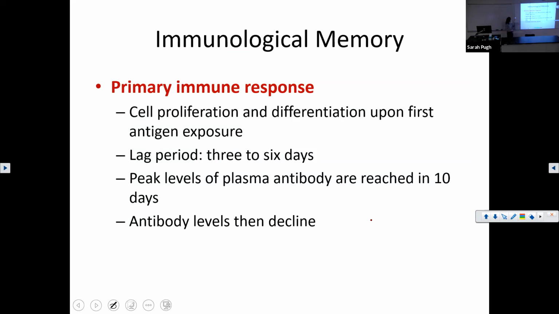Okay, so the primary immune response is what happens the first time you see a foreign antigen. So the very first time you see it, there is a lag period. It usually takes about 3 to 6 days before you really start making some antibodies. And that's just the time it takes for the B cell to recognize the foreign antigen, make clones, make plasma cells. It just takes a while. Peak levels of antibodies are reached at about 10 days. And then antibody levels will start to drop off.